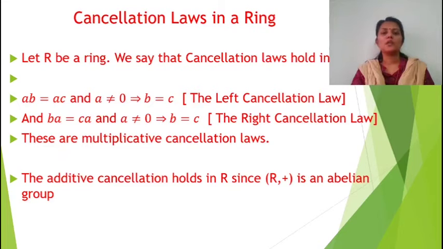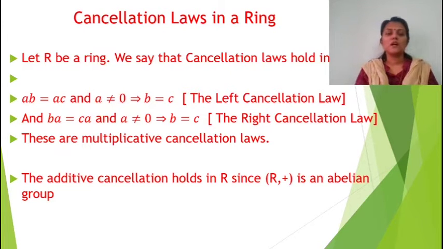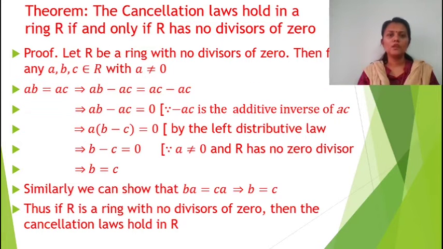Let R be a ring. We say that the cancellation laws hold in R if ab equal to ac implies b equal to c for a not equal to 0, and ba equal to ca with a not equal to 0 implies b equal to c. Now we have the theorem. The cancellation laws hold in a ring R if and only if R has no divisors of 0. Since it is an if and only if statement, we have to prove both directions.